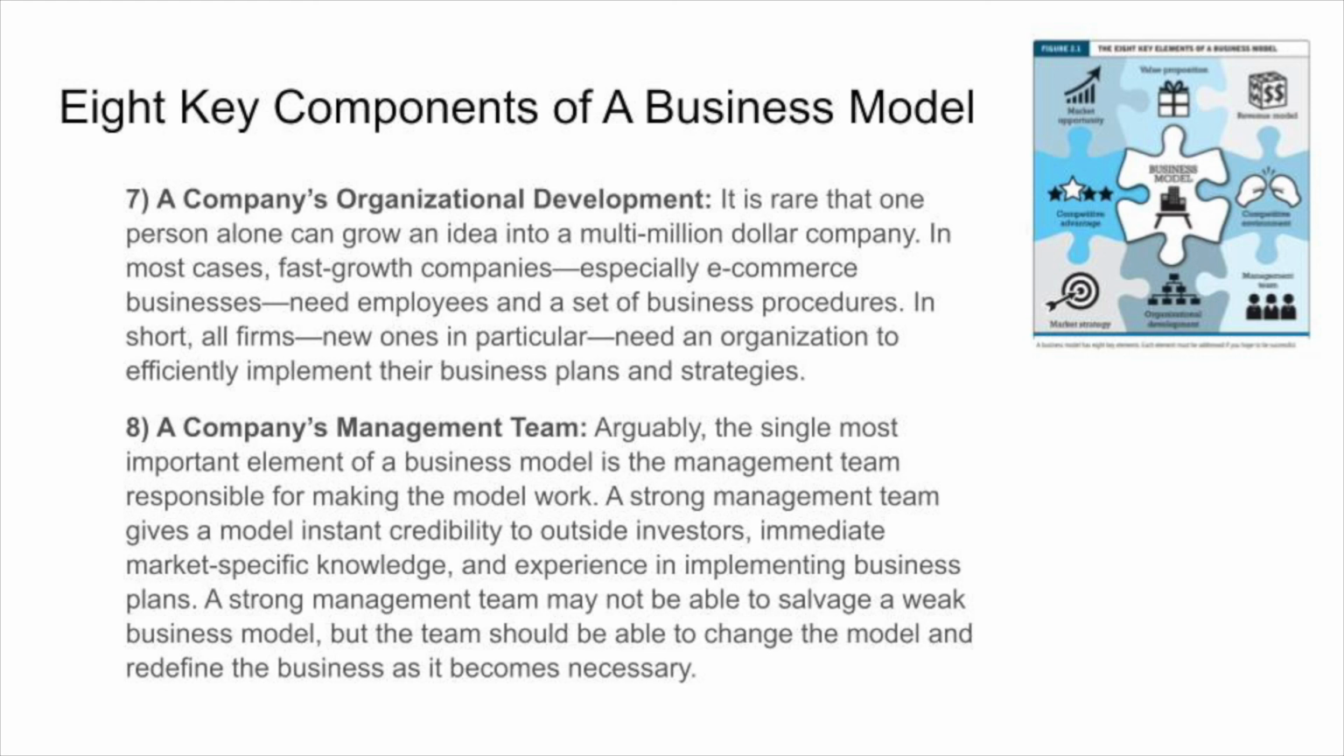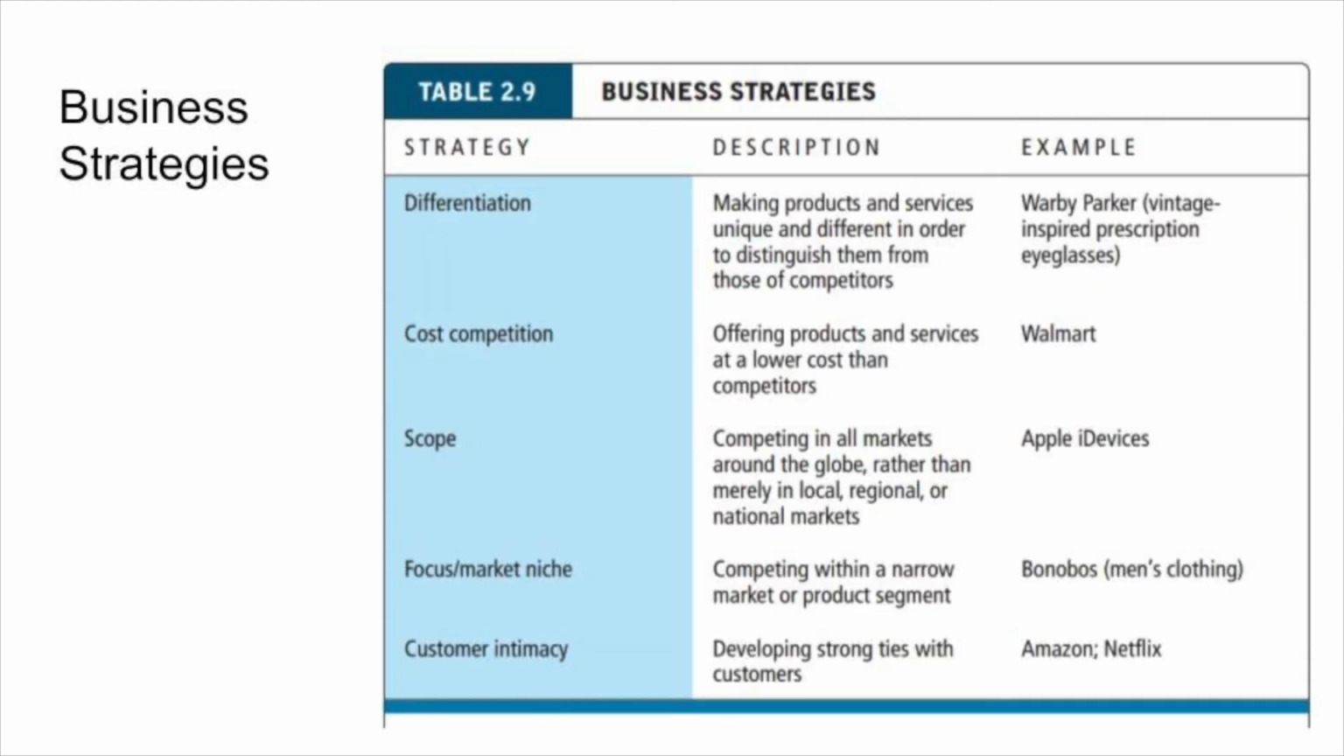And tied with that is the company's management team. This is probably one of the most important elements. You have to have good leadership in order to bring the company to where it needs to go. So it needs to identify where it wants to go in strategy, and the company's management team is going to be how it's going to achieve that.